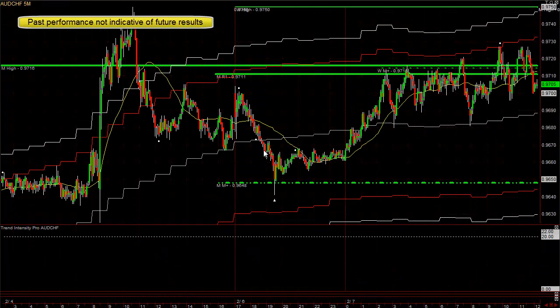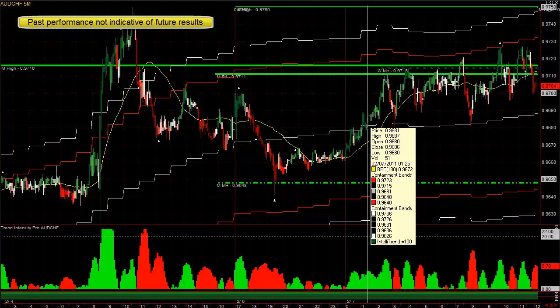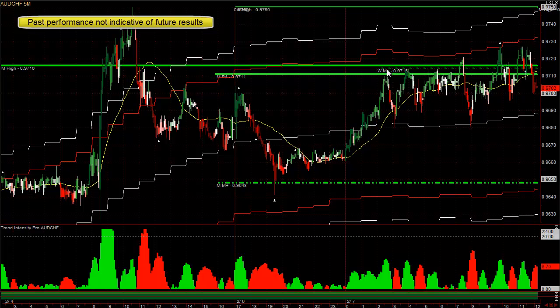Australian Swiss. Now this is underneath the hourly, so you don't really want to look for buys underneath there. You want to wait for it to come back above the hourly right here. You might have gone long right here at 81. You got all kinds of resistance up here at 10, and you made about 30 pips.